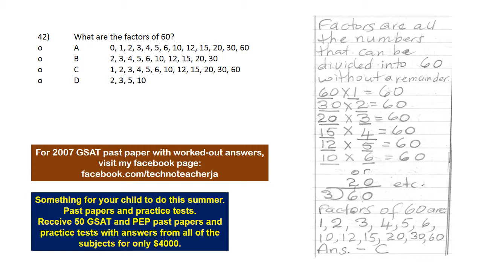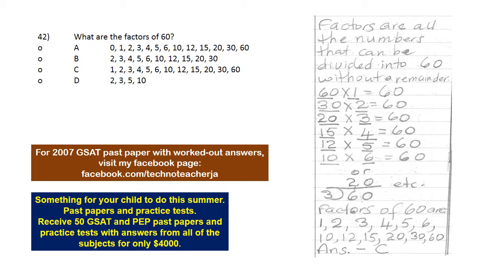Well, all the factors of a number are all the numbers that can divide into that number without leaving a remainder. Okay? The factors of a number are all the numbers that can divide into a number without leaving a remainder.